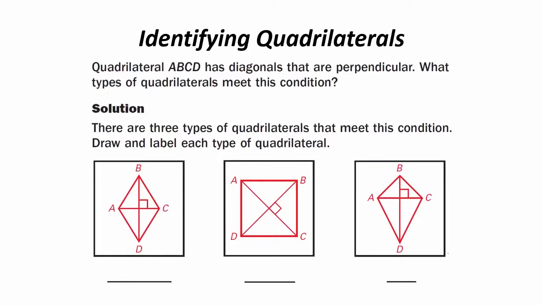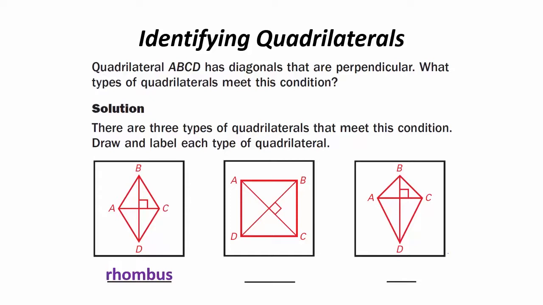Example number 1. Identifying quadrilaterals. Quadrilateral ABCD has diagonals that are perpendicular. What type of quadrilateral meets this condition? Well, there are three types of quadrilaterals that meet this condition, so draw and label each type of quadrilateral. Our first quadrilateral is a rhombus. We know from Theorem 6.11 from Chapter 6, Section 4, that the rhombus has perpendicular diagonals.